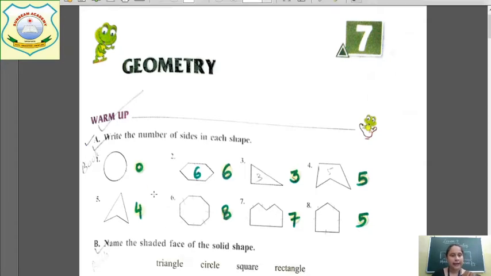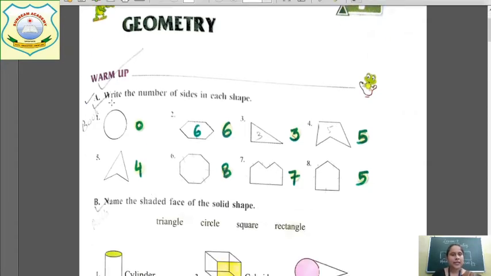Question A. Write the number of sides in each shape. Here we have to write the number of sides. Okay. Now you can see this is a circle. A circle has any number of sides? इसमें sides होते हैं? No. There are none of the number of the sides. There are no sides in circle. So you will write 0.